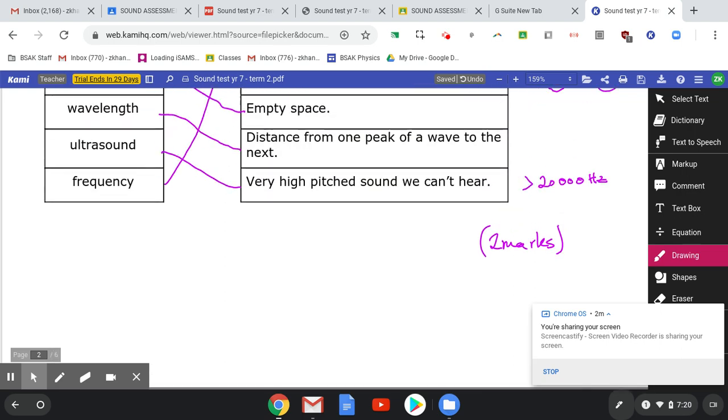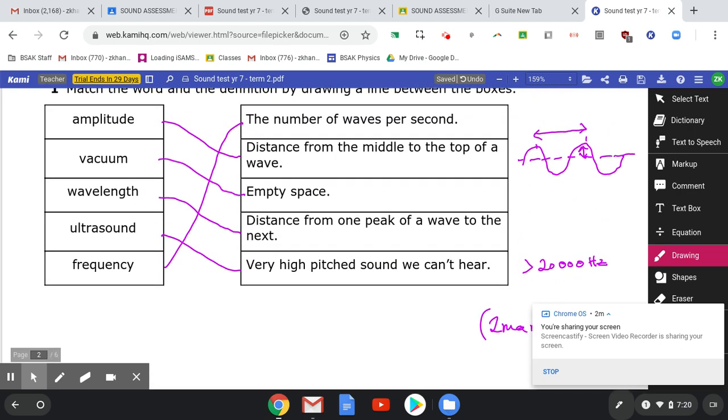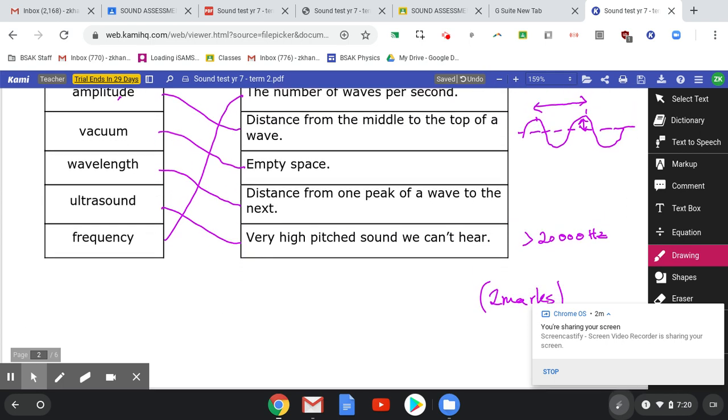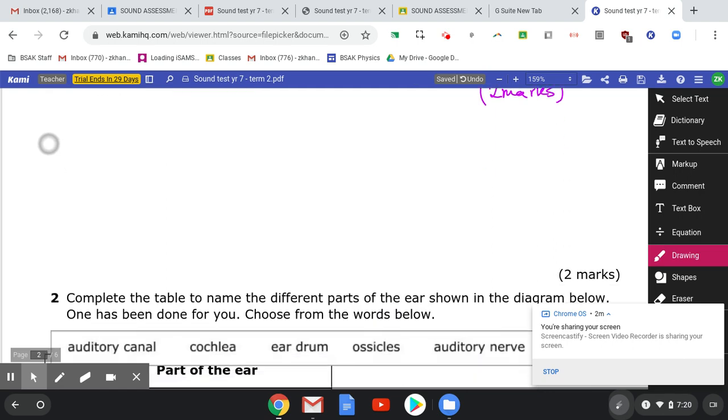Okay, and getting all of those right, 1, 2, 3, 4, 5, will pick you up 2 marks. Okay, if you get one wrong, that means you get 1 mark. If you get 2 wrong, you get no marks. Right.